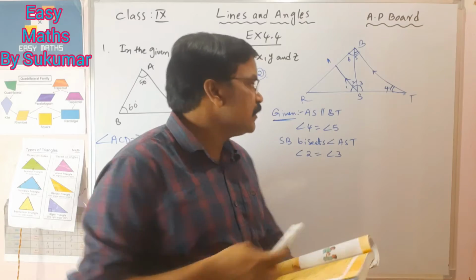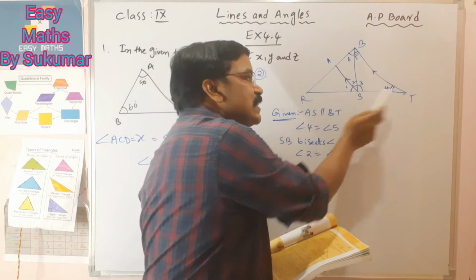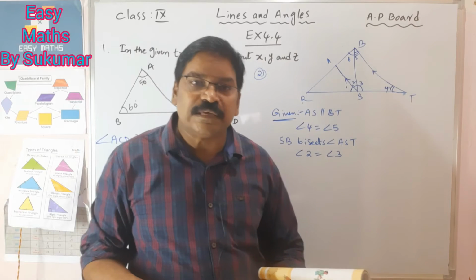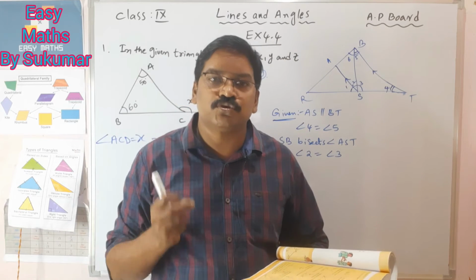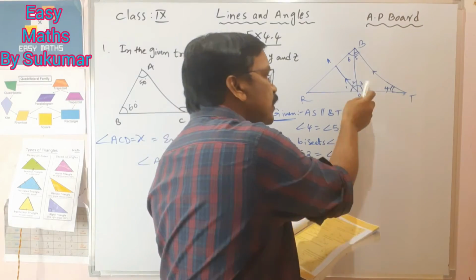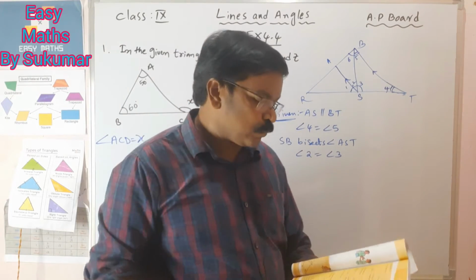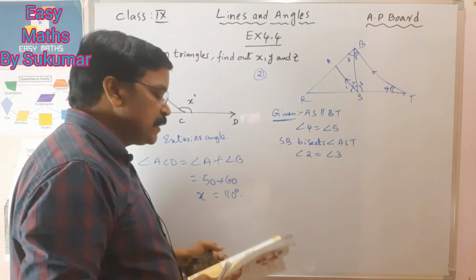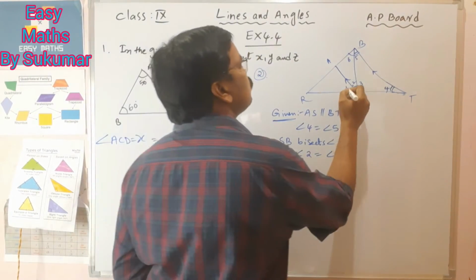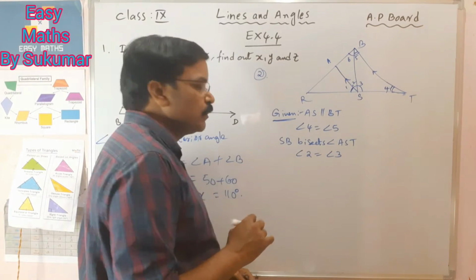What next, my dear students? This SB bisects this angle AST. That means angle 2 and angle 3 are equal. Bisecting means it divides it into two equal angles, two congruent angles. So this angle 2 and angle 3 are also equal. Okay. So we have to find the measure of angle 1. That means we should find this angle here.